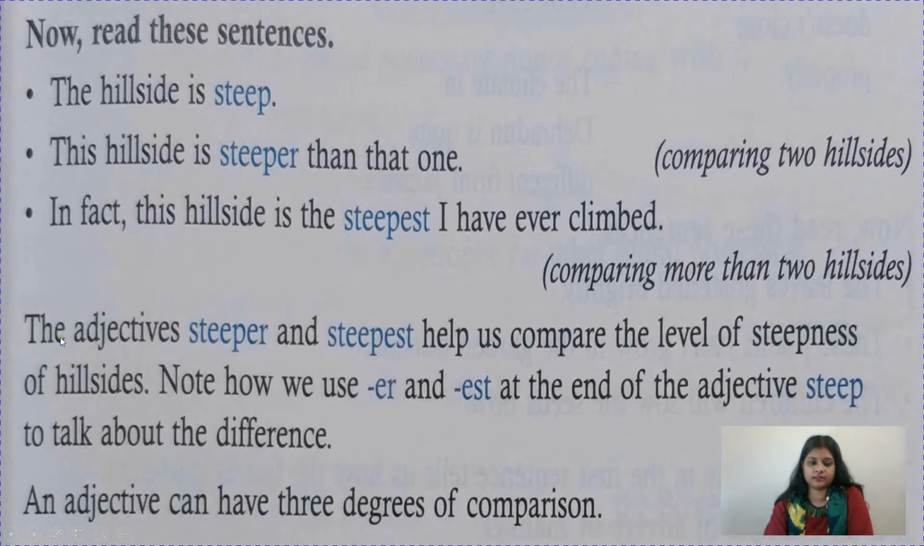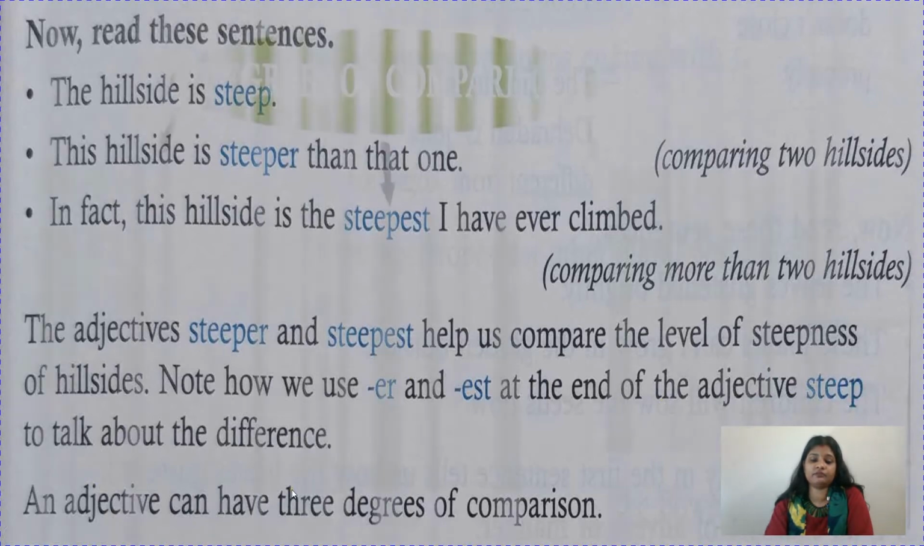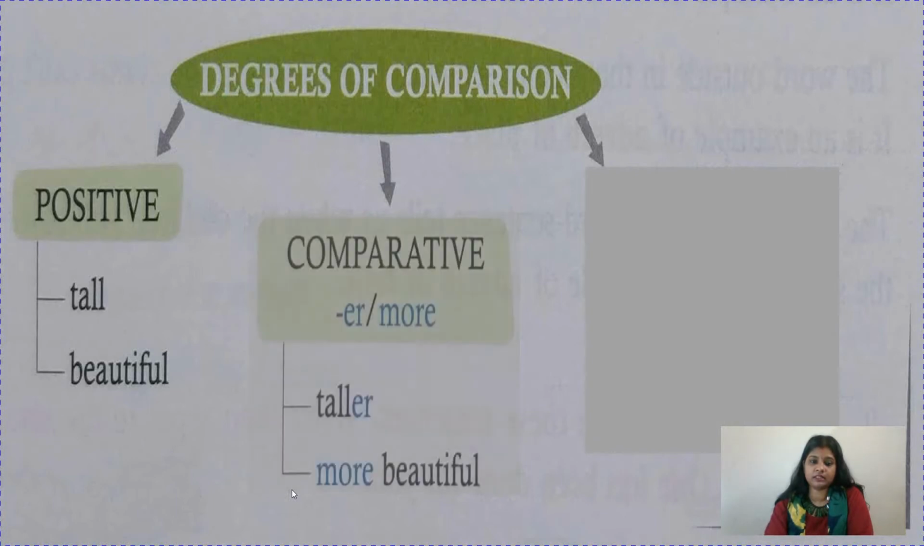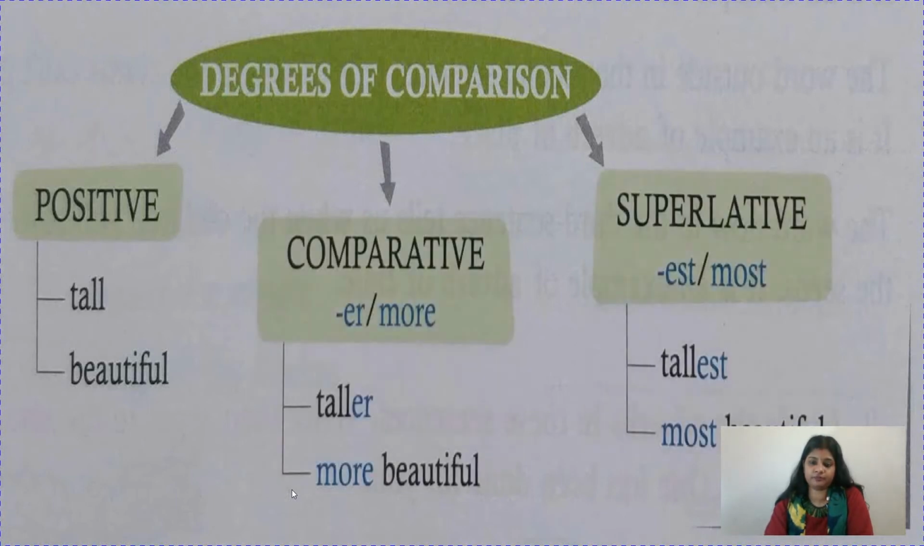First, let us understand this more. The adjectives steeper and steepest help us to compare the level of steepness of hillsides. Note how we use ER and EST at the end of the adjective steep to talk about the difference. So an adjective can have 3 degrees of comparison, children. First I told you positive, then comparative and superlative. Suppose I say Rohan is a tall boy, when I am talking only about Rohan.